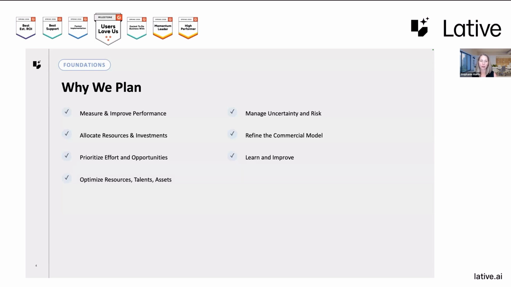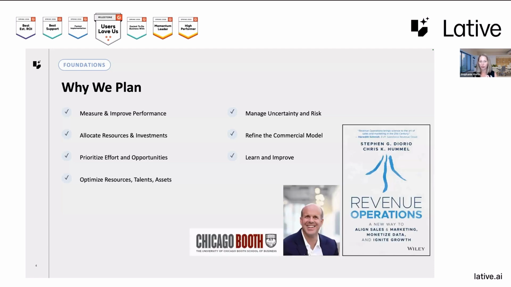So, this is all obvious stuff, but I want to make sure that I give credit to our friend Stephen Diorio, who came up with these bullet points as part of his content. He's a course instructor for the CRO Executive Education program at the University of Chicago, and he wrote the book on revenue operations. It's one of my favorite books, by the way. So kudos to Stephen for writing it. But anyway, what he's put out here and what he's teaching CROs, this is what RevOps can really do to help companies do all of these things.